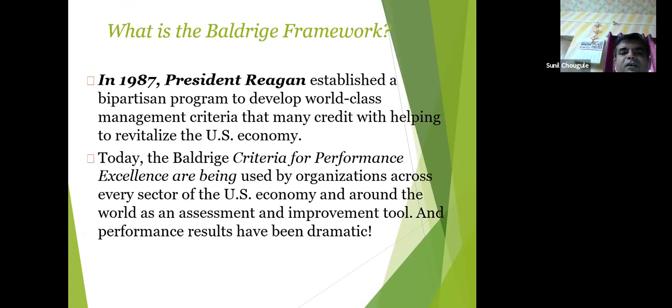In 1987, President Ronald Reagan, the then President of America, established a bipartisan program to develop world-class management criteria that many credit with helping to revitalize the US economy. Today, the Baldrige criteria for performance are being used by organizations across every sector of the US economy. This is how important the Malcolm Baldrige framework is in the US, and also for all those companies who are competing with US organizations.